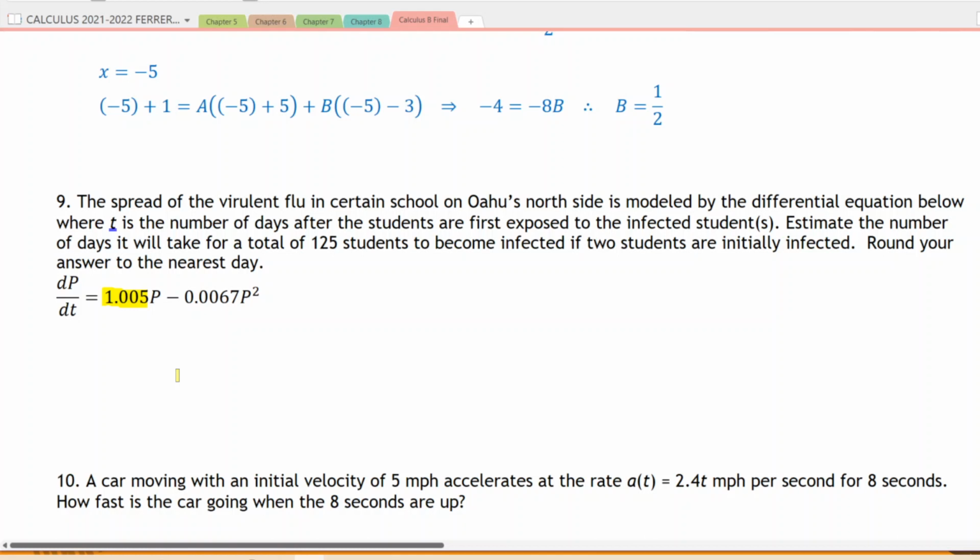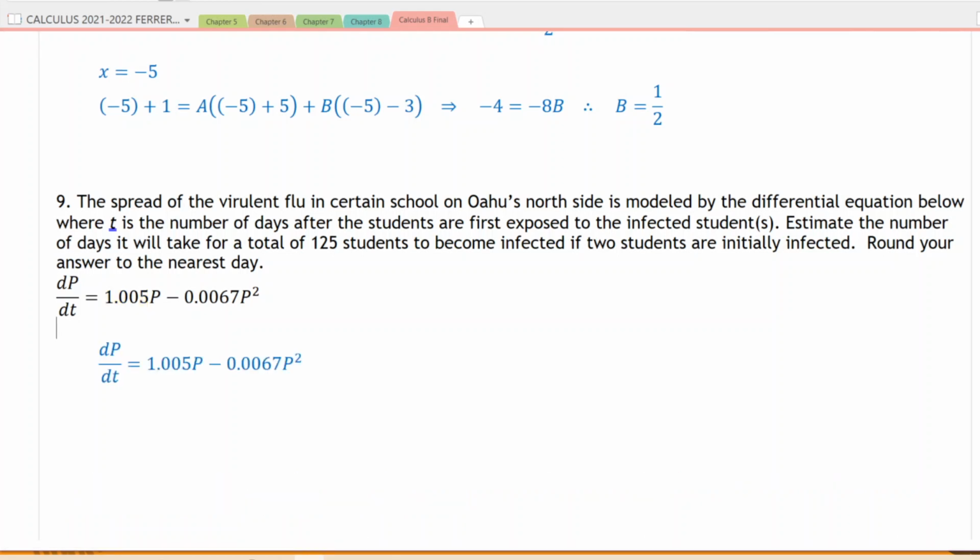So let's take this and let's factor. I already know that I'm going to be factoring out a p, so I'm going to change that p squared into p times p. If I do the division, I get that 1.005 is 150 multiplied by 0.0067.